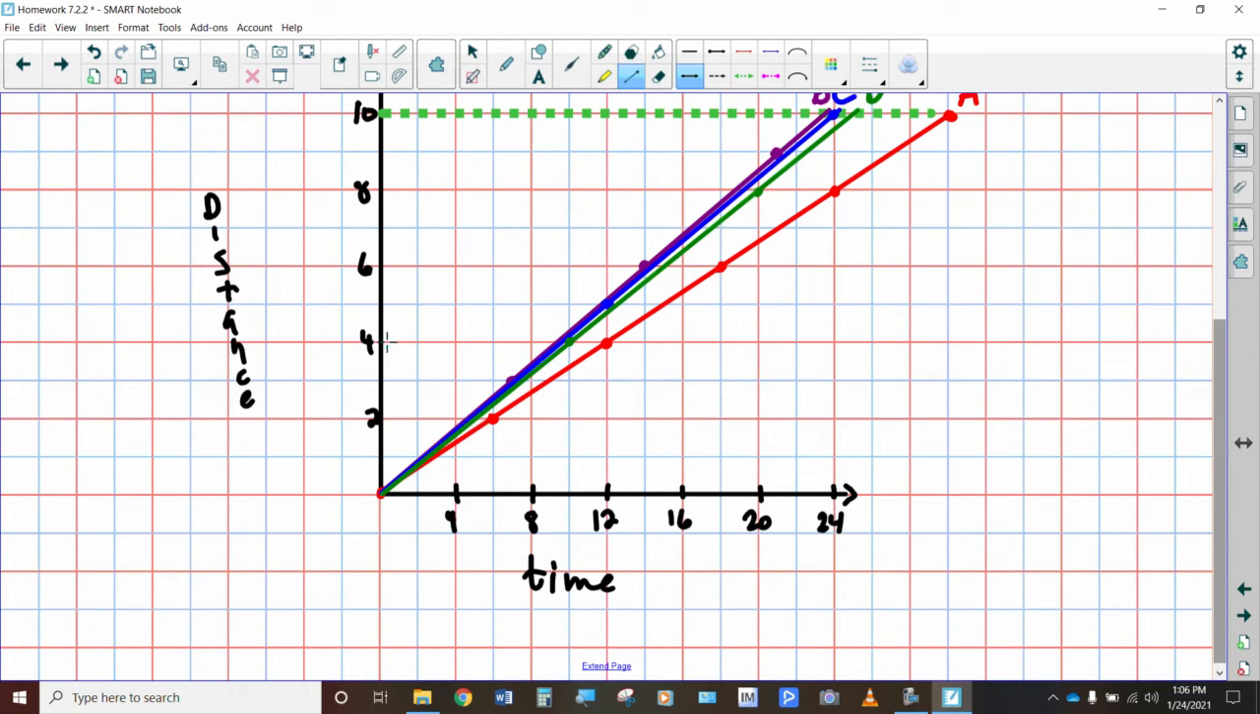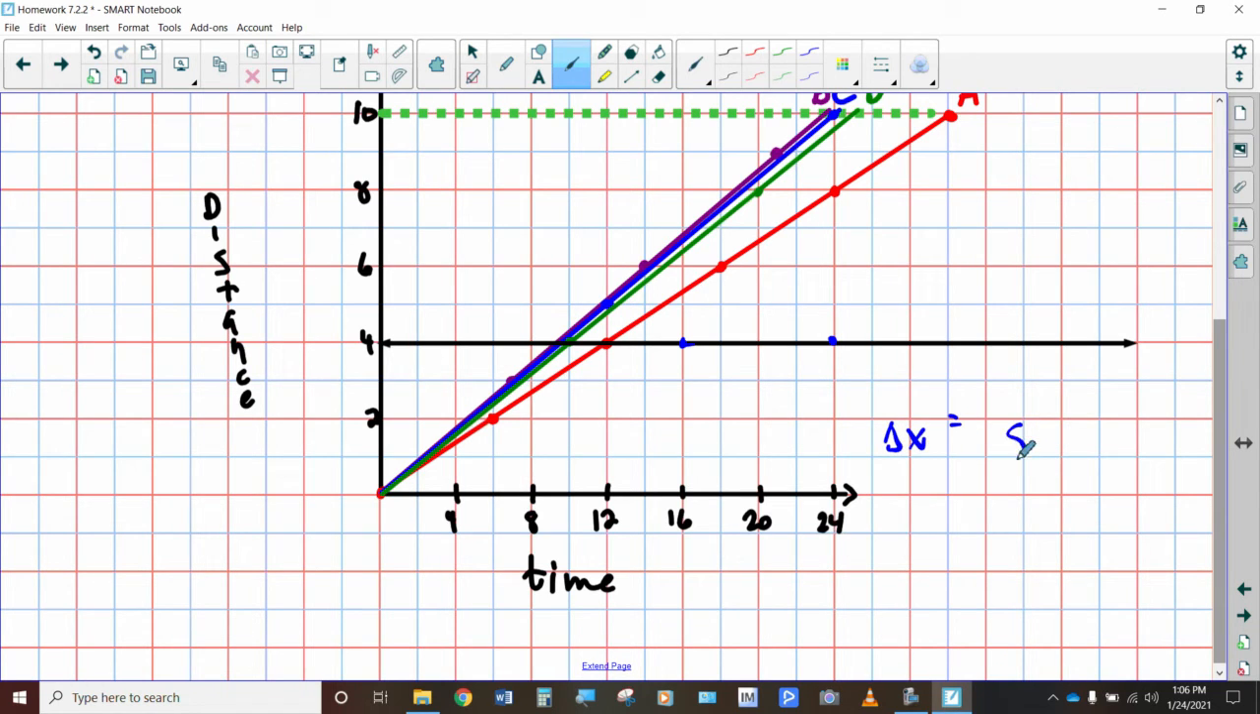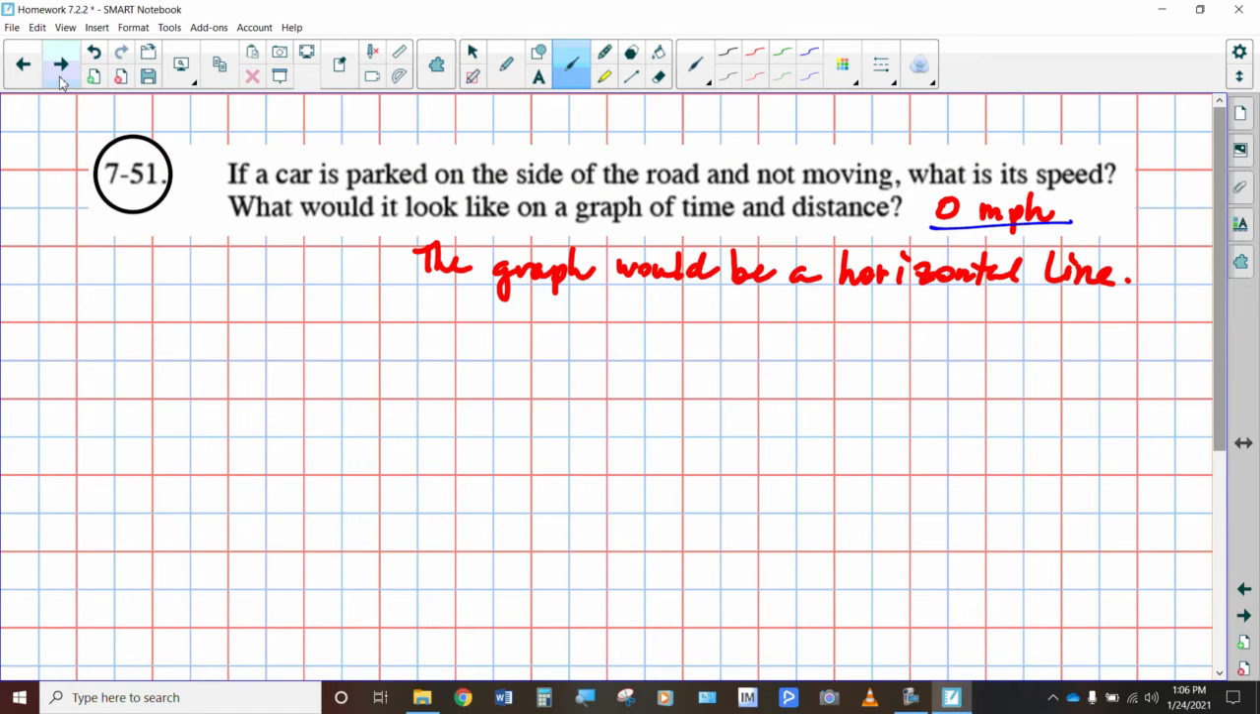If you're just on the side of the road, let's say you're 4 miles away from your house, and you are not going anywhere, time increases. It keeps going on, right? You're not getting closer to home, you're not getting farther away from home, you're still 4 miles from home, but time increases. So this is a zero slope. The change in y over the change in x: to get from here to here, x increases by 8, but y isn't changing at all. So that is a slope of 0.